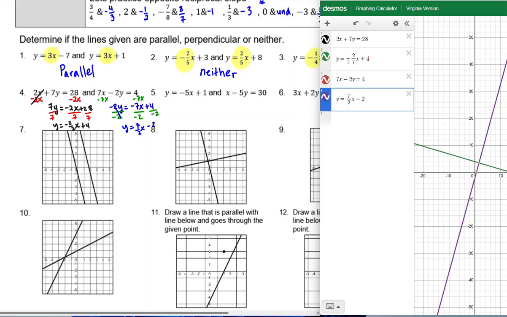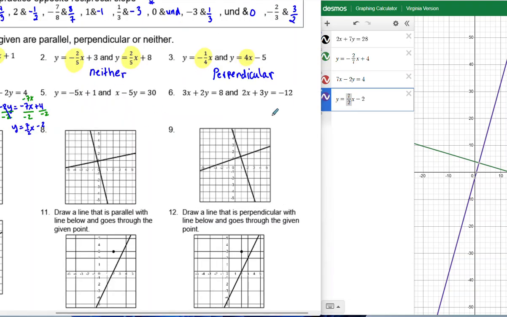So now you can clearly see that negative 2 over 7 and positive 7 over 2 are opposite reciprocals. So therefore, number 4 is perpendicular. Okay, I showed you many different ways to check to see if it's parallel or perpendicular. This is perpendicular.